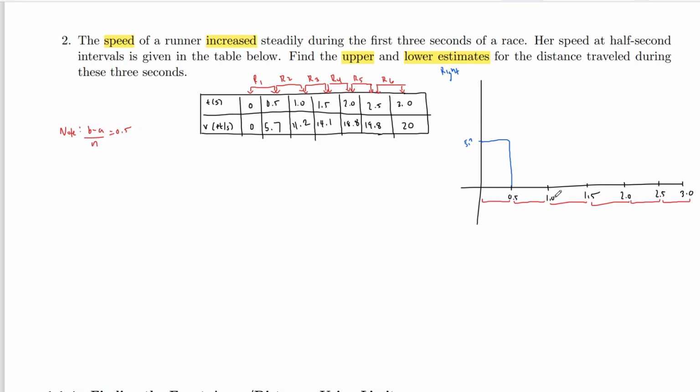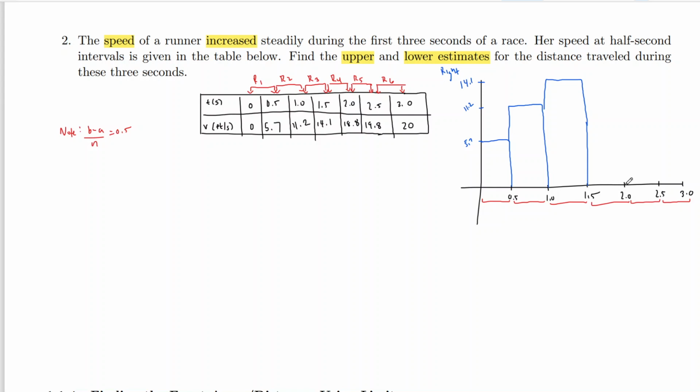And then for rectangle 2, the base is here. We'll use time as 1.0 and the speed is 11.2. And this probably is not going to be drawn to scale, just illustrating what we're doing here. And the distance traveled would be this rectangle. For rectangle 3, the rightmost t-value is 1.5, and the speed is 14.1. So let's just pretend that's right here. And you probably get the idea. I can do the other 3 as well.